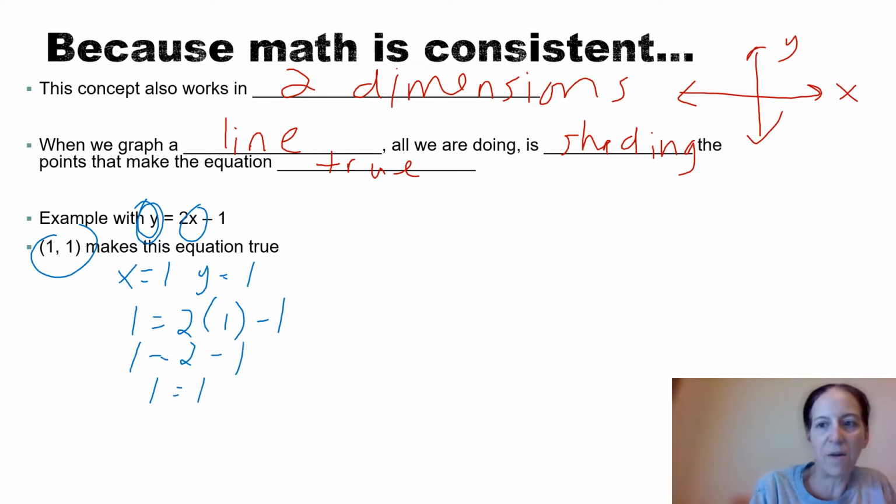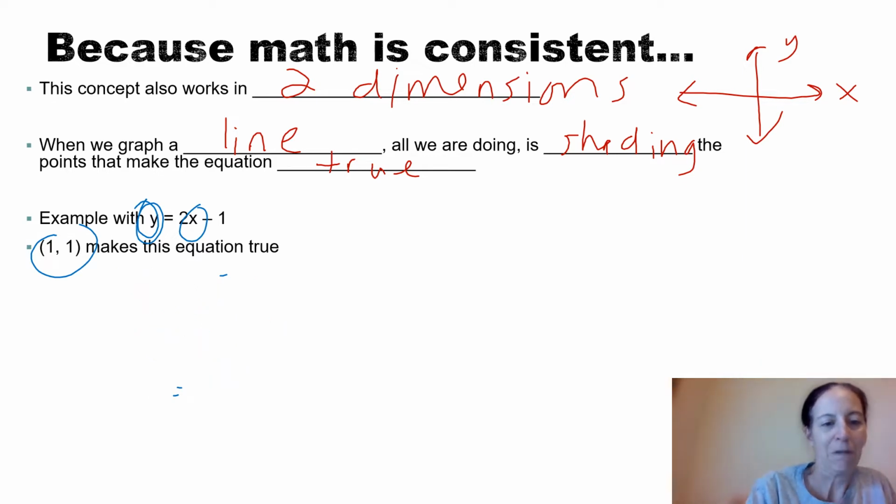And I am almost 100% certain that I took too much space up with that. Okay, so I'm going to try to do it a little bit nicer. So 1 equals 2 times 1 minus 1. So there we go.